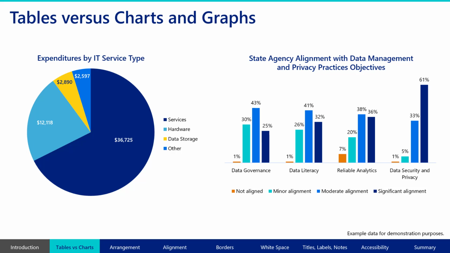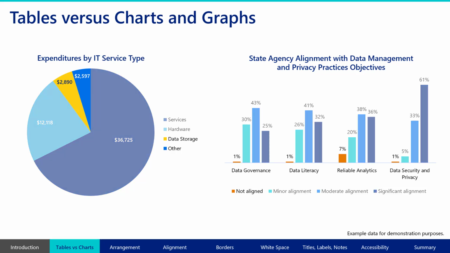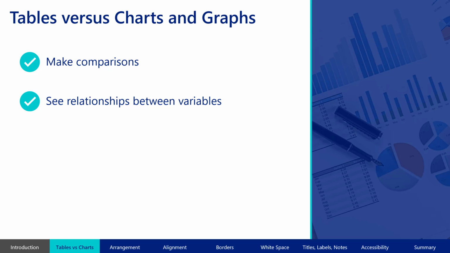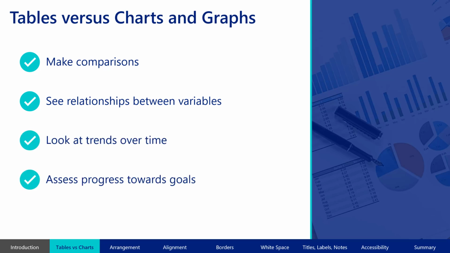and they are useful for revealing patterns and relationships within the data. Your audience might want charts and graphs so they can quickly make multiple comparisons, see relationships between variables, or look at trends over time. They may also want to see how close their program is to achieving desired goals or outcomes. In these cases, visualizing data with charts and graphs may be appropriate, and we will go into more detail about charts and graphs in another data literacy course.